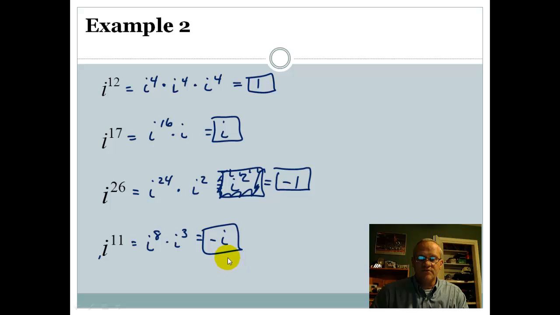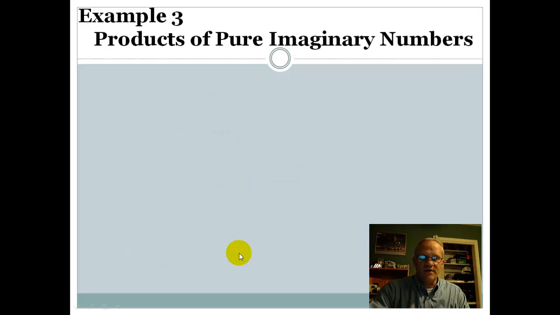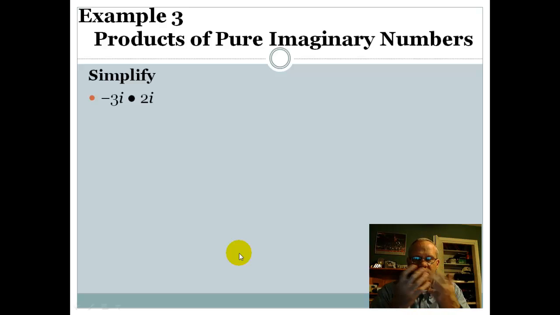And so that's how we would simplify that one. So there's some ways to simplify some bigger powers. All right, next, products. We're multiplying a few things, so we want to simplify this first of all. Two imaginary numbers, -3i and 2i. We're going to multiply them together.